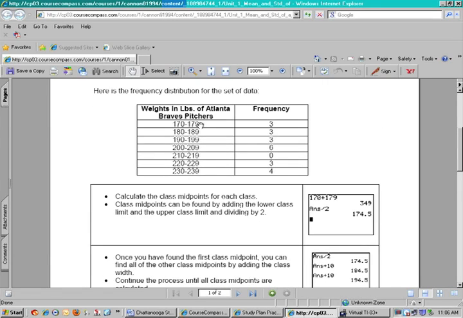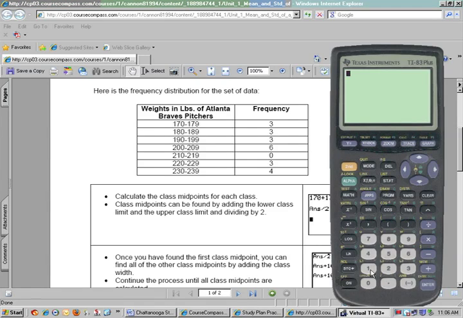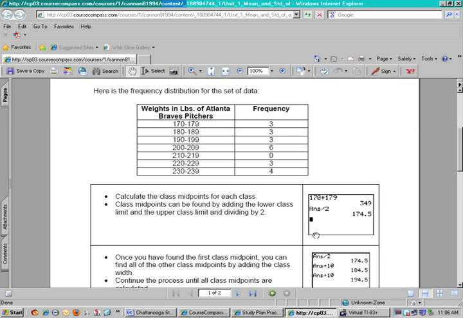Remember, to find the class midpoints, you add your high plus the low in the class and divide it by 2. And we'll take out our calculator, so we'll do 179 plus 170, and we can push enter, divide by 2. And so we have a class midpoint of 174.5, and you can see this in the handout, 174.5.